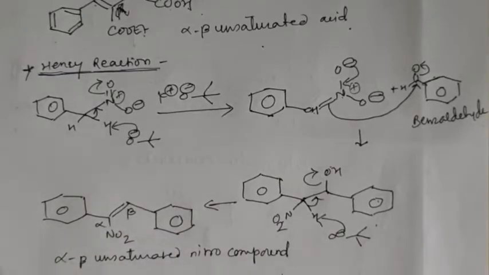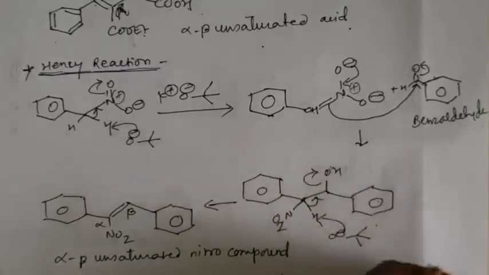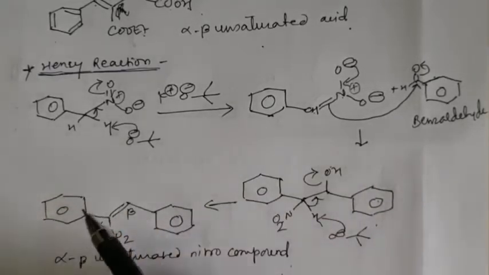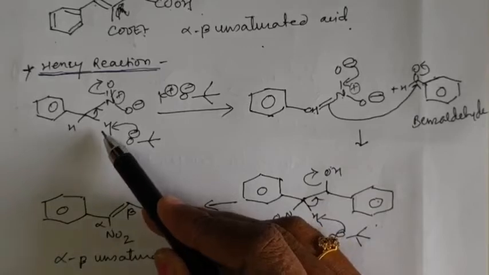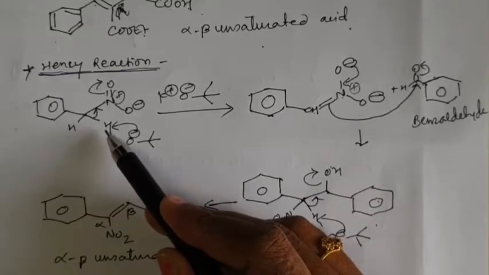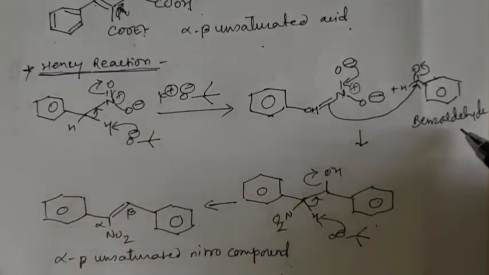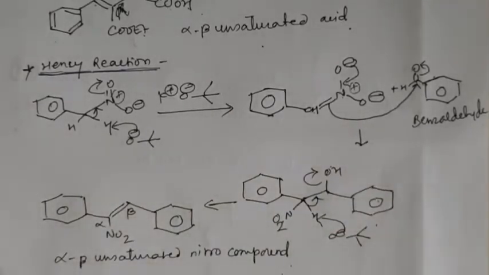So here in this Henry reaction, we are preparing the alpha beta nitro compound by treating the carbanion generated from the alkyl nitro compounds with the help of base, and treat it with the benzaldehyde molecule. Okay, so this is the next reaction.